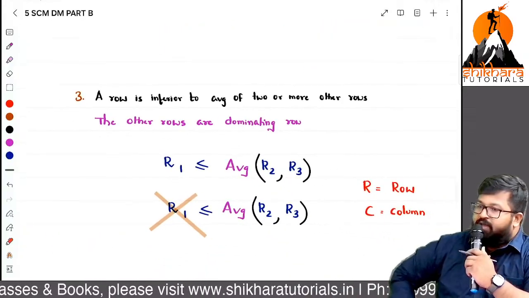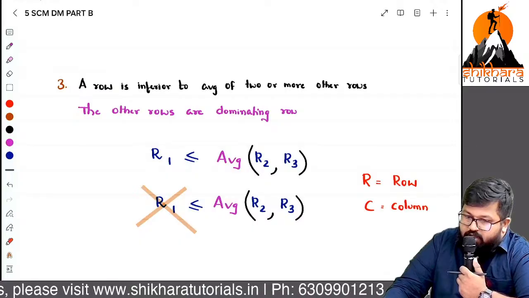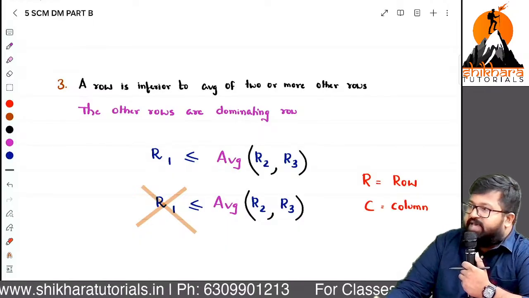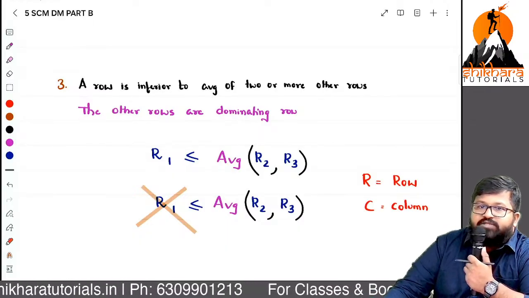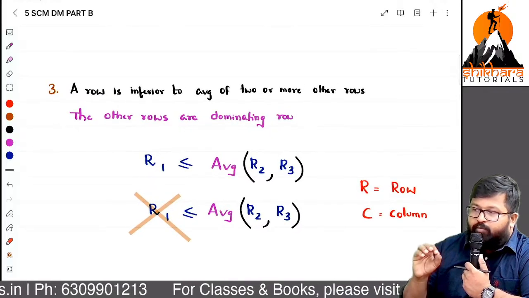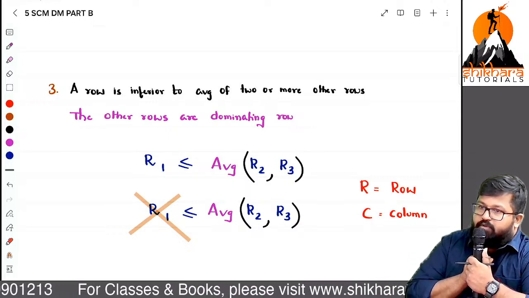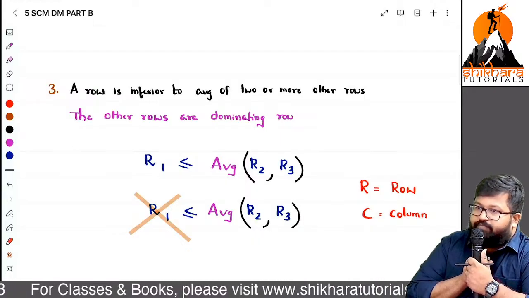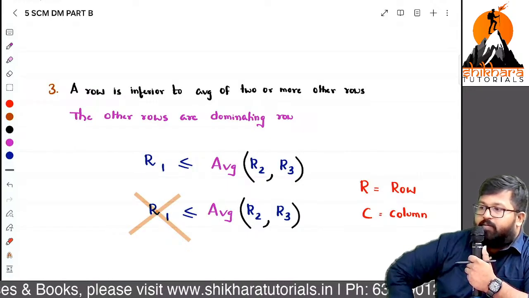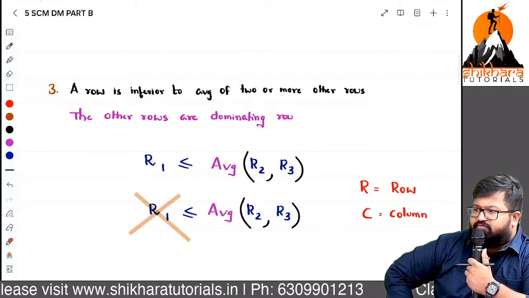Read rule number 3 once more, and this is important for the guys, as Lakshman has a doubt regarding that part. What is rule number 3? A row is inferior to average of 2 or more other rows. Rule number 3 is not there in your book, so add that. Wherever there is some space, you can write it there.